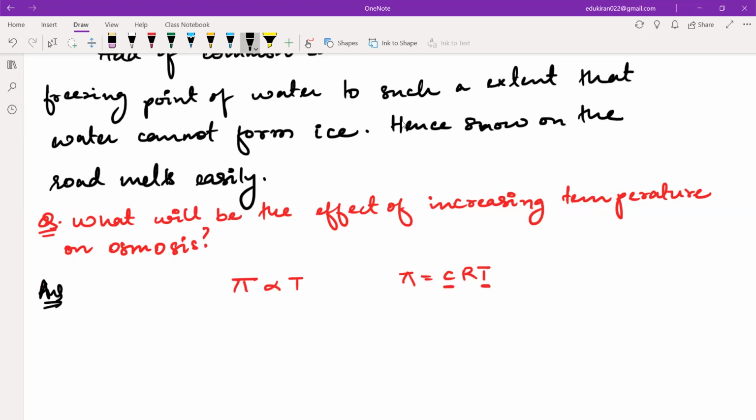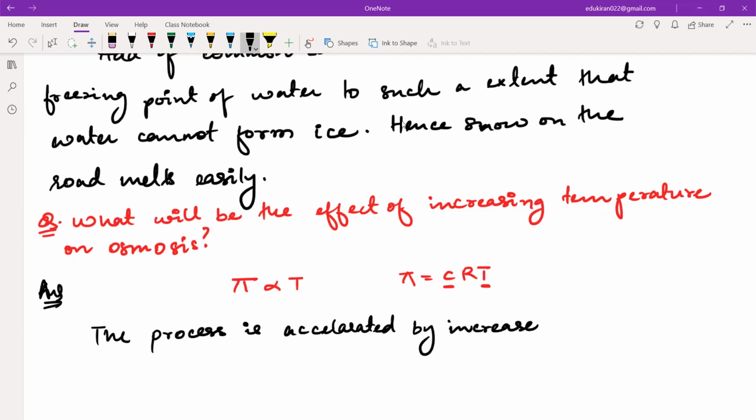What should I write here? The process is accelerated by increase in temperature.